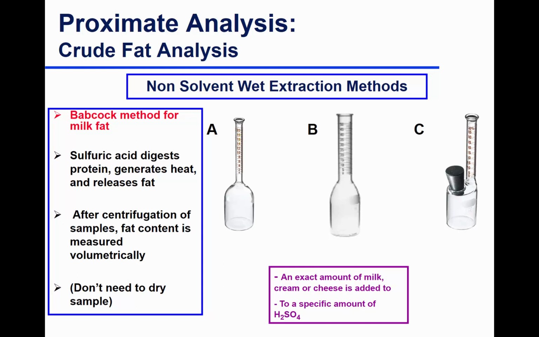So in this case, there's no solvent. You put in a specific volume of milk. I believe it's 17.6 milliliters or something. You have to put a specific amount of milk. And then you add a specific amount of concentrated sulfuric acid, equivalent to how much milk you added. Heat will be generated right away because it is an exothermic reaction. The H2SO4 will start digesting the protein and generates, obviously, heat, and the fat is released. You need a specific volume because you want the fat to be pushed into the graduated cylinder. So the fat will be pushed and it will be in liquid form because it is hot. And then you take the measurement. It's volumetric. So you take the volume of the fat.